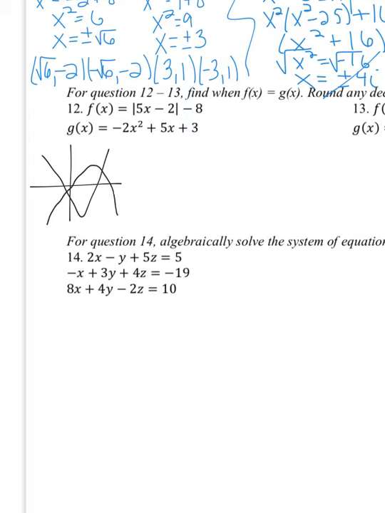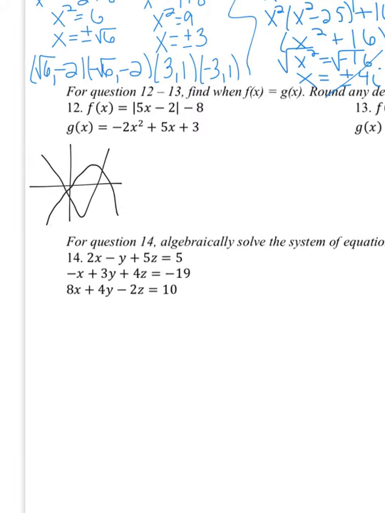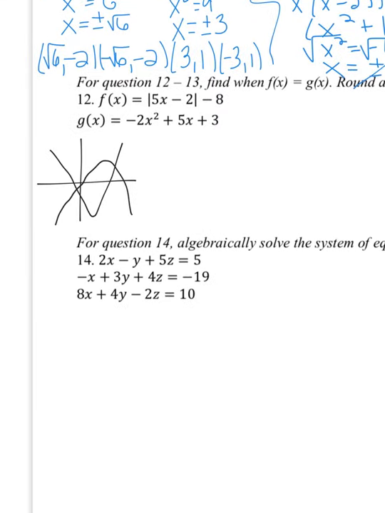So to figure out when f of x equals g of x, you need to see where they intersect. They intersect in 2 points. One is right here, and the other is right here. So you are going to do second, trace, intersect, which is choice number 5.